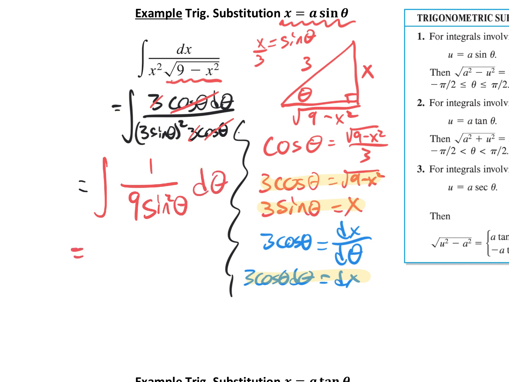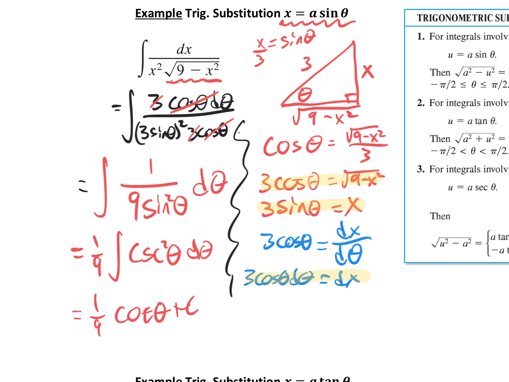Now we can pull out that 1/9. And 1 over sine squared is cosecant squared. And you remember, what function has a derivative of cosecant squared? Well, that is cotangent. So this is cotangent theta plus c.